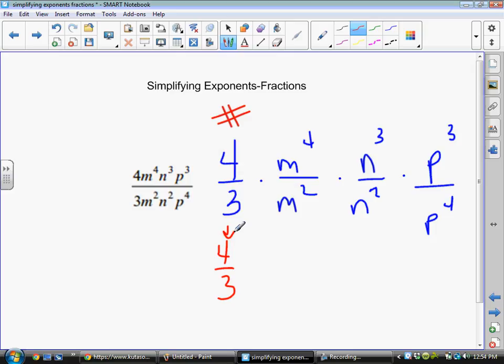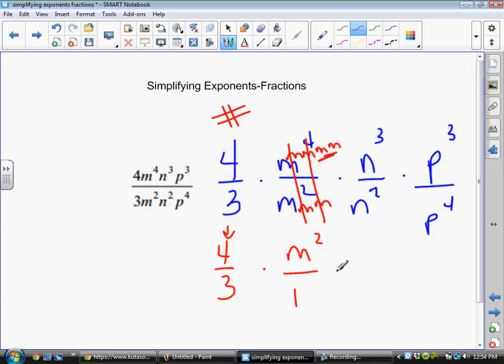Now let's look at our m's. If I write them out, I have 4 m's on the top, 1, 2, 3, 4, and then I have 2 on the bottom, 1, 2, and I cross them out. If they're the same on the top and bottom, I have 2 on the top still. So I have m squared on the top, and remember there's a 1 on the bottom. I can't write it as a 0, but it's a 1.